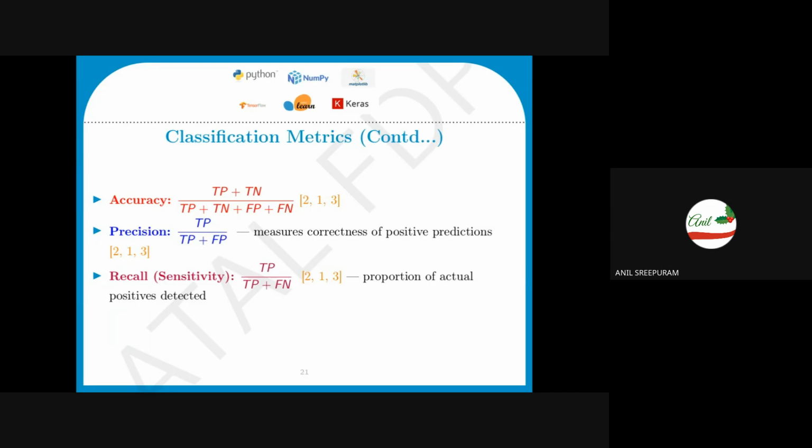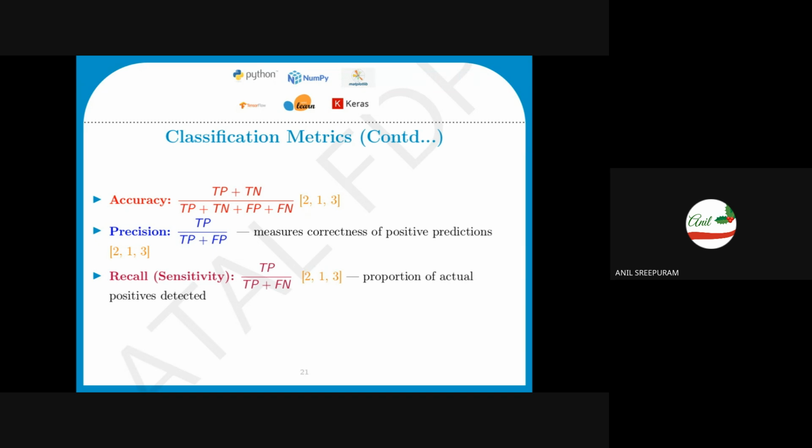That is, correctly classified are actually TP plus TN. That is the number of samples correctly classified divided by the total number of classifications. So that is TP plus TN plus FP plus FN. How many are correctly classified? That's accuracy.